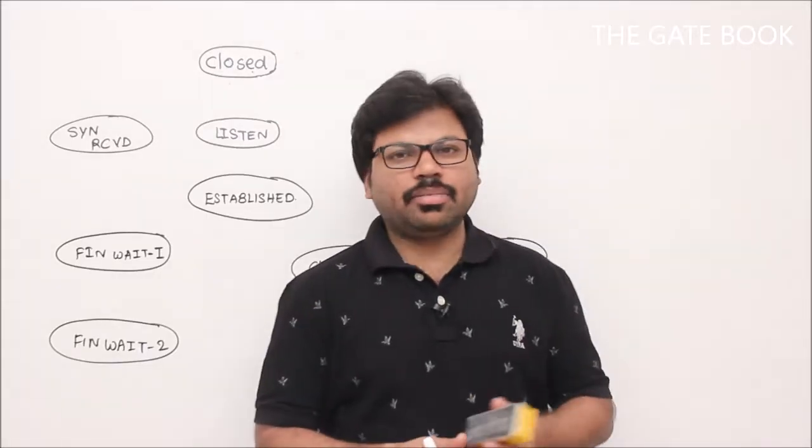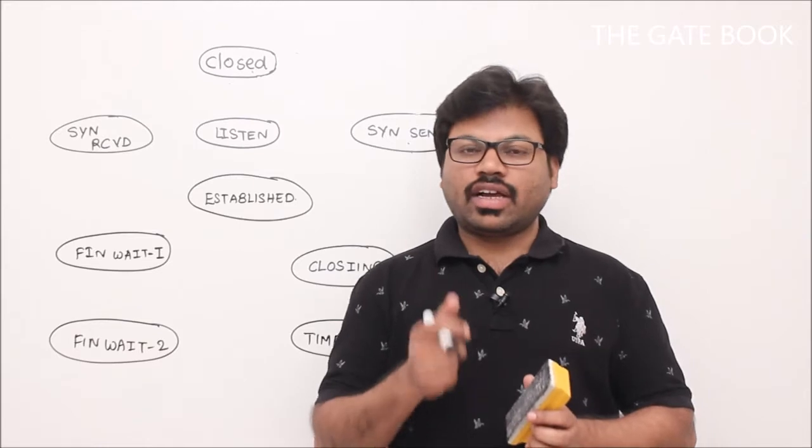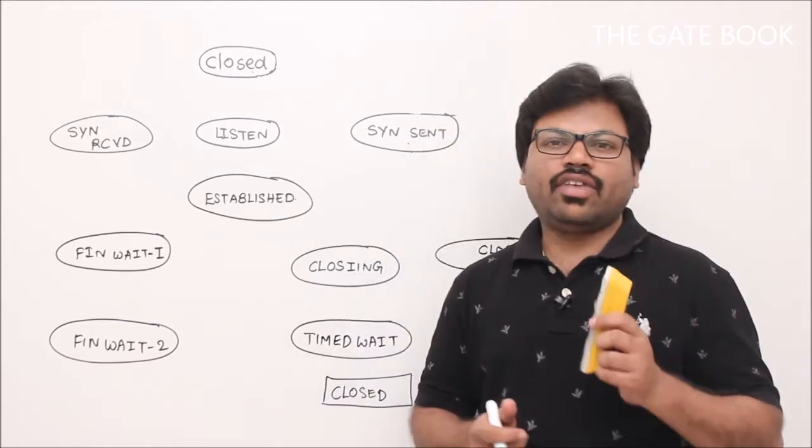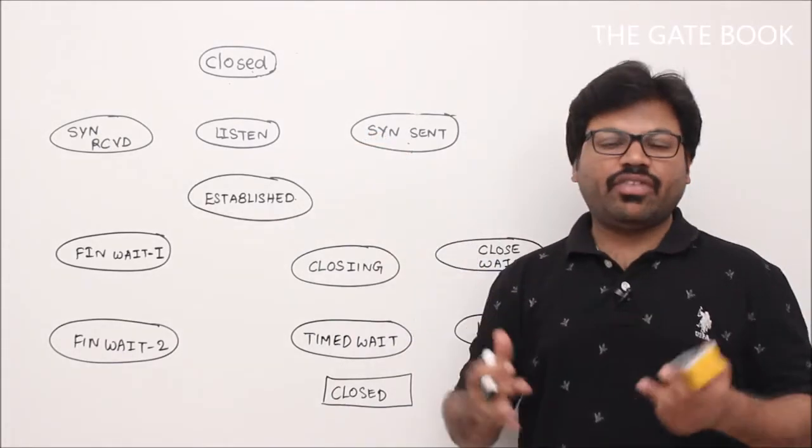Let's try to understand the TCP state diagram. Here, what you have to learn is what inputs your client and server are going to take and what states they are going to take. These states are going to give you the behavior of the client.